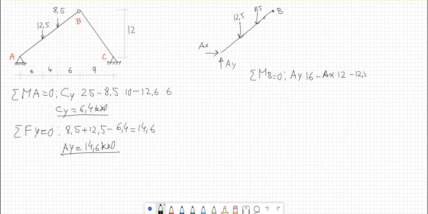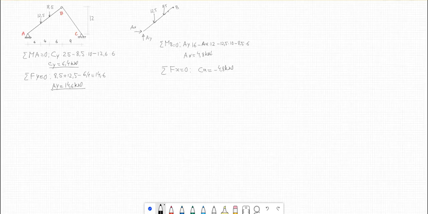So from here we have one unknown, which is AX. We can find it from the forces. So from here we found AX, which is 4.8 kilonewton. And summation of forces in x direction will give us minus 4.8 at point B, sorry, point C. So Cx will be minus 4.8 kilonewton.